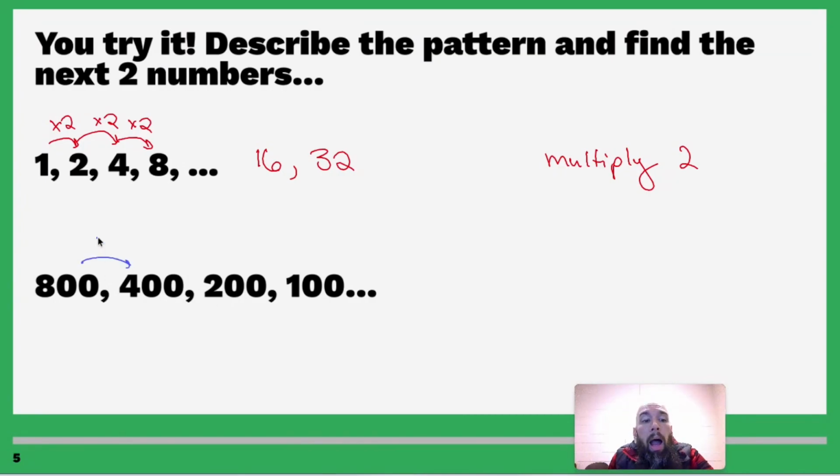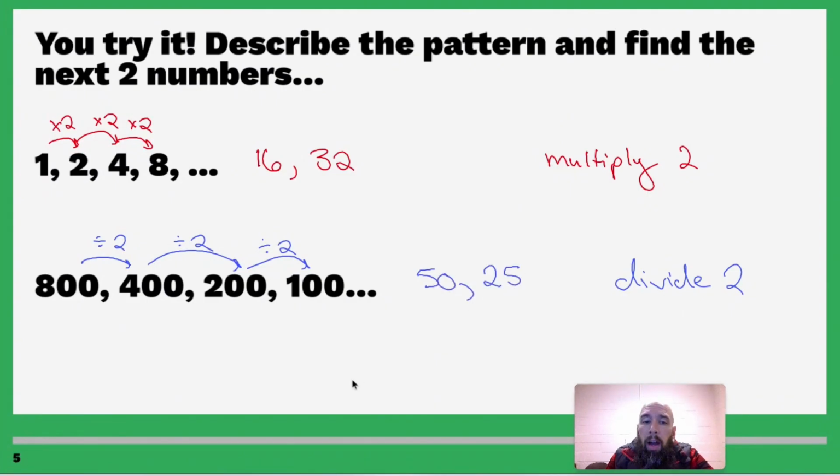This is divide 2, because 800 divided by 2 is 400. 400 divided by 2 is 200, and 200 divided by 2 is 100. So this pattern is divide 2. So 100 divided by 2 is 50, and 50 divided by 2 is 25. Those are your next two numbers.